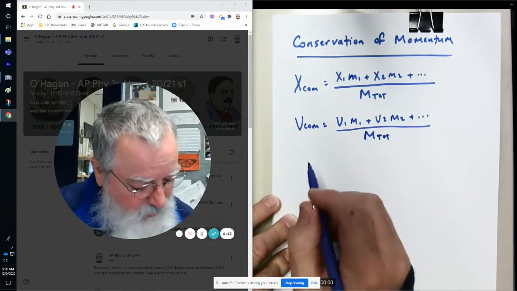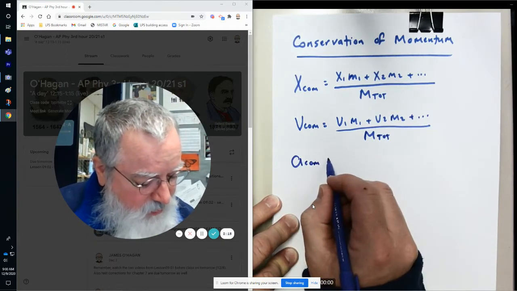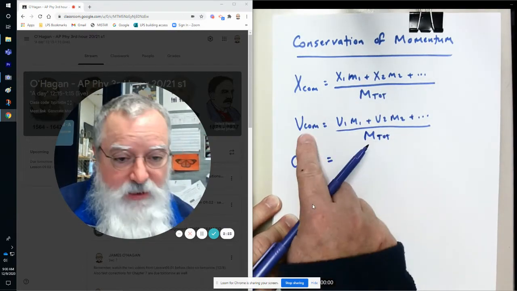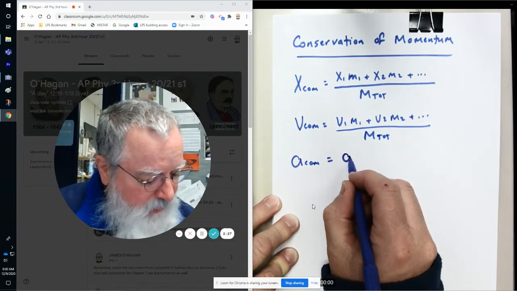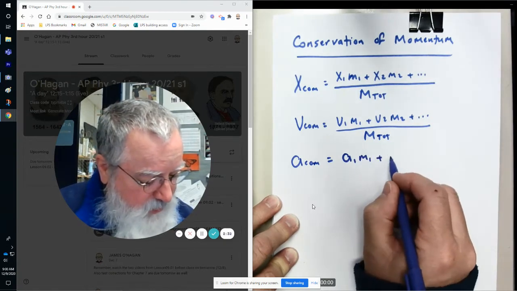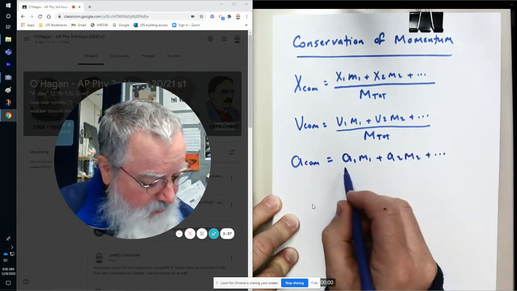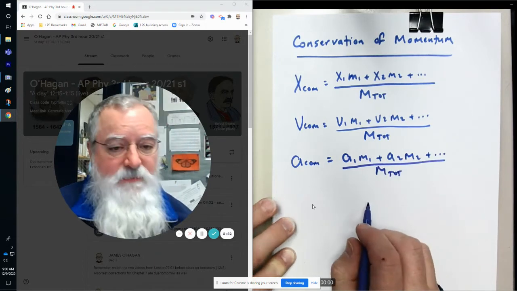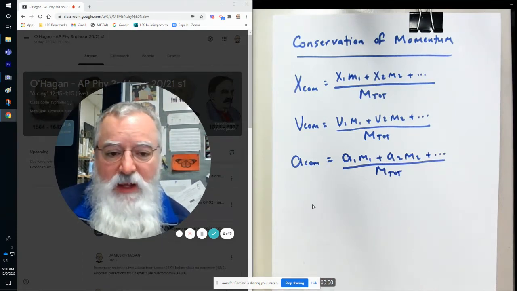All right, and then we went one step further. We had the center of mass acceleration for a system of particles, and guess what? Same exact format, and we just differentiated the velocity of the center of mass to get the acceleration. So we get the acceleration of object 1 times the mass of object 1, plus the acceleration of object 2 times the mass of object 2, plus as many as you have, all divided by the total mass. All right, so those are our center of mass equations: position, velocity, and acceleration.